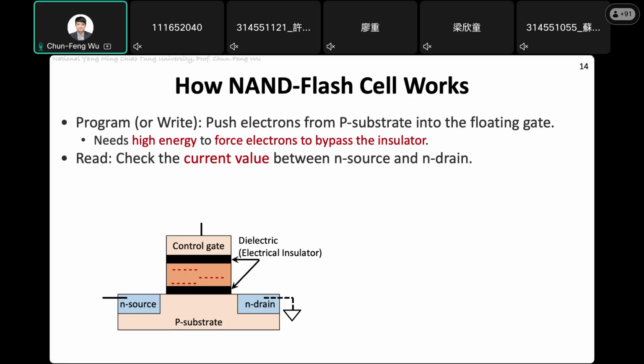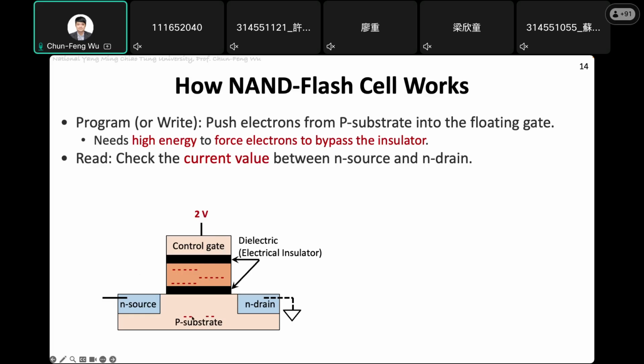Read will be a little bit counterintuitive. When we are going to read the data, it depends on whether we can receive the current. Can we receive the current from this NAND flash cell? What do I mean, can we receive? In this case, we will apply a relatively small voltage value. In this example, we take 2 volt as an example. So when we apply 2 volt, actually, we do the same thing.